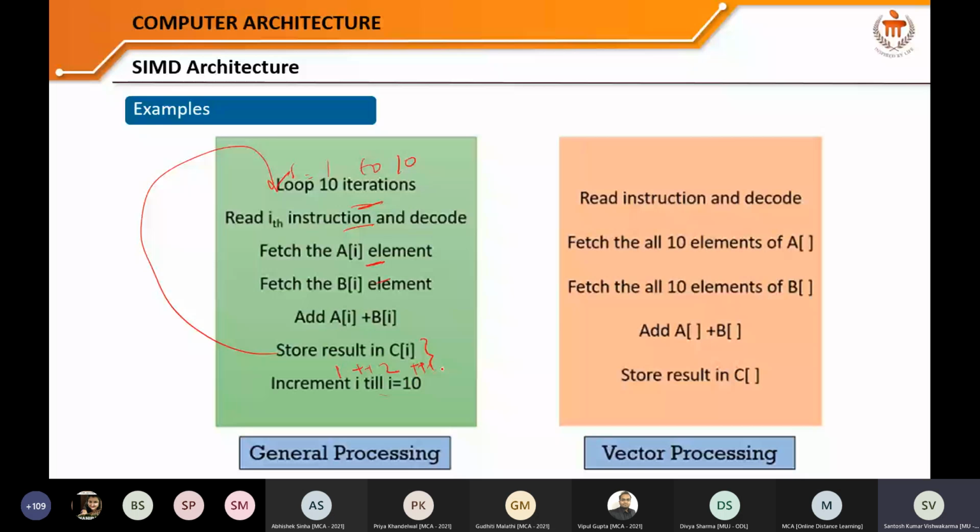But if the system supports vector processing, we can do it in a single instruction cycle. Read the instruction and decode, fetch all the elements of A(i), assuming that they are independent of each other. We can fetch all 10 elements of B, and we can have the summation over here. We have already covered this example, just for reference, because today again we are going to refer to this kind of example. So you must be very clear that this is for scalar and this is for vector processing.